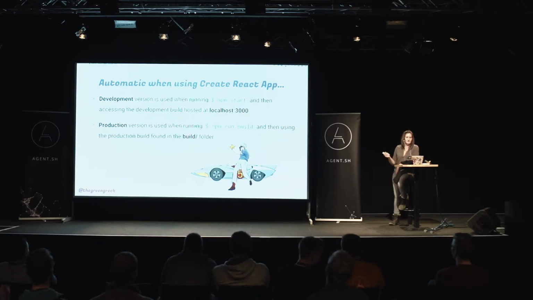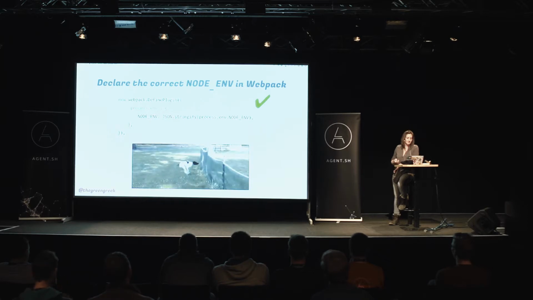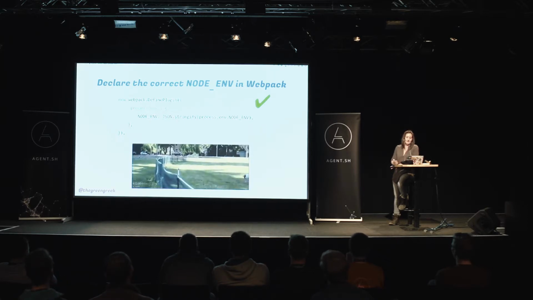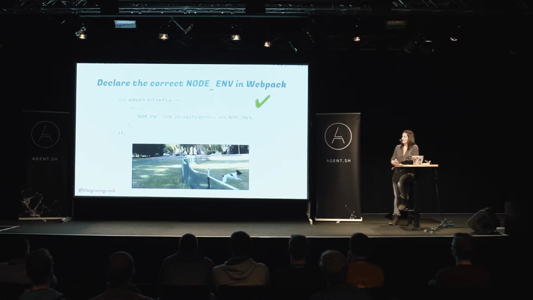Well, if you're using a tool like Create React App, it comes bundled in. You don't even have to worry about it anymore. When you run npm start, it automatically uses the development version, and when you run your build, it automatically uses the production version. But what if you're building something on your own, or you have your own Webpack build? Well, luckily, Webpack is smart enough to use the correct build in the correct environment, if you add the plugin that correctly defines the node env in process.env.